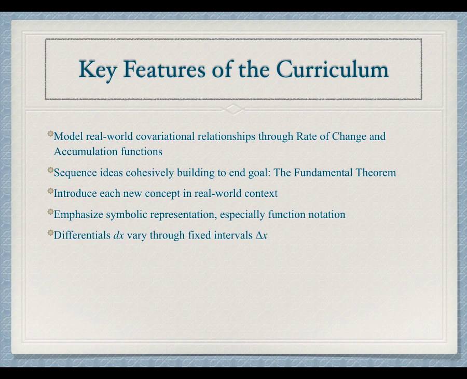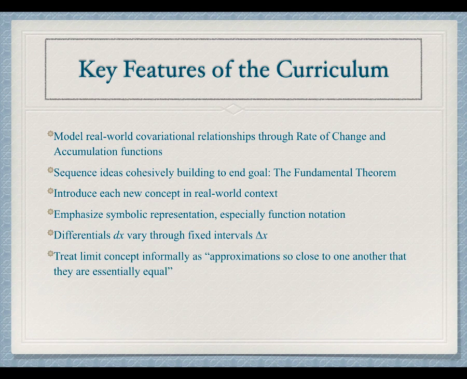Differentials, dx, are actually variables. We're going to treat dx as variables, and those are going to vary through fixed intervals delta x. We're not going to treat limit formally. We're not going to go through the whole limit sections and do limit problems, but we're just going to treat it informally as approximations getting so close to one another that we can't tell the difference anymore. So we're going to just call it a day and say that they're essentially equal. We're also going to distinguish between open and closed form of rate of change and accumulation functions.